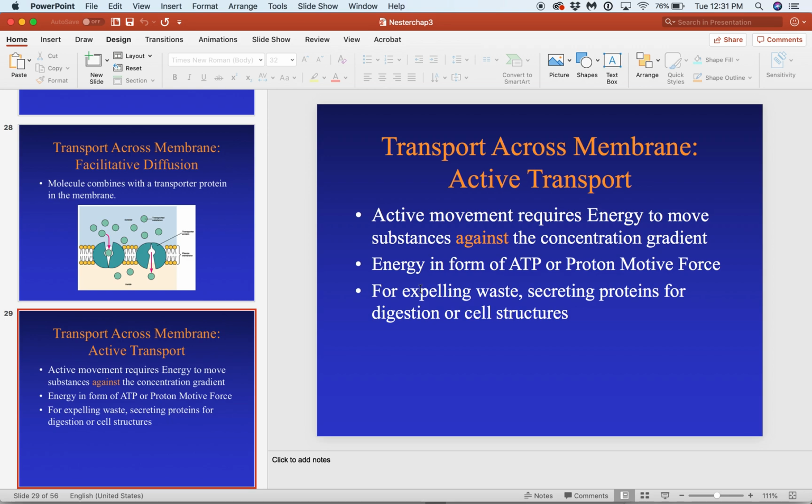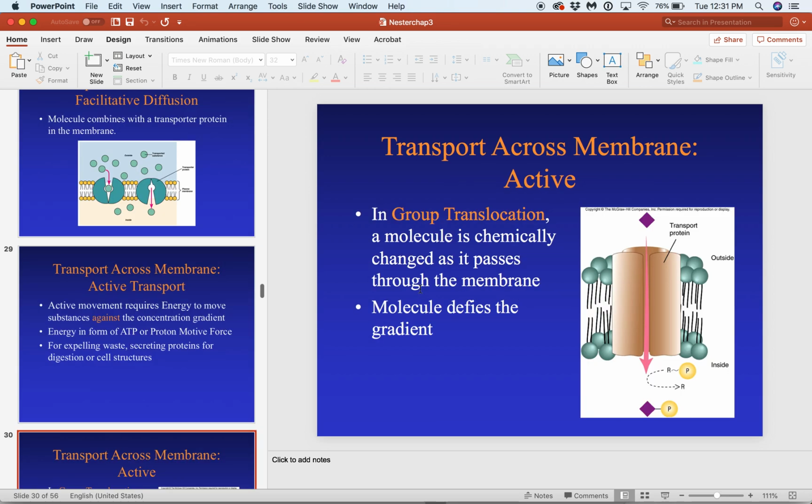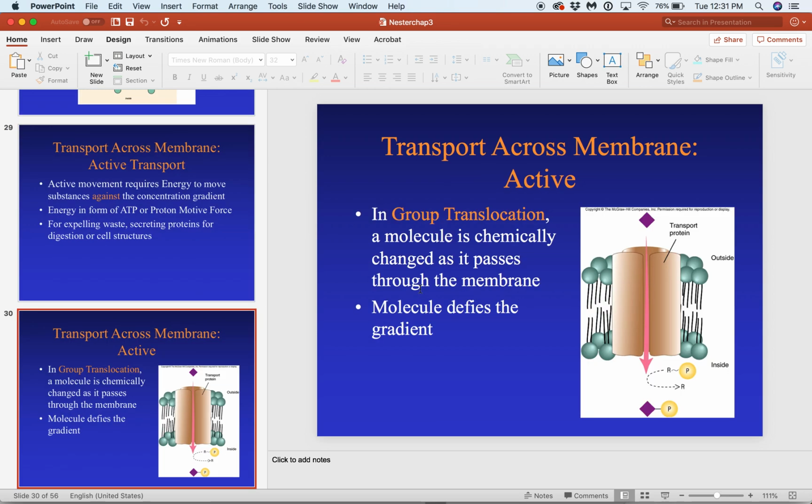All right, talked about group translocation. This is when a molecule is chemically changed as it passes through a membrane.